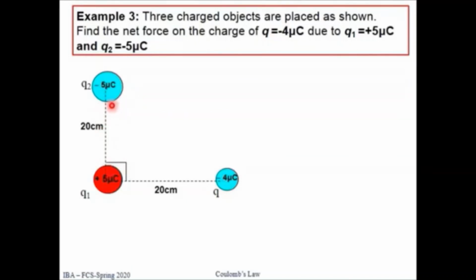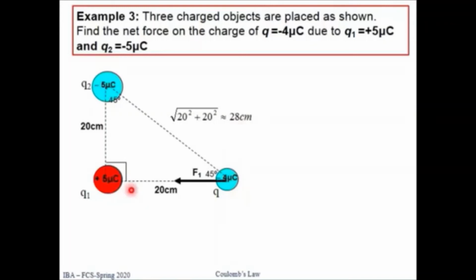So let me first draw a line or the force vector between Q2 and Q, and Q1 and Q. 20 centimeter is the distance between these 2 charges, and 20 centimeter is the distance between these 2 charges, and because this is a right angle triangle, this side can be determined through the Pythagoras theorem. You will get 28 centimeter.